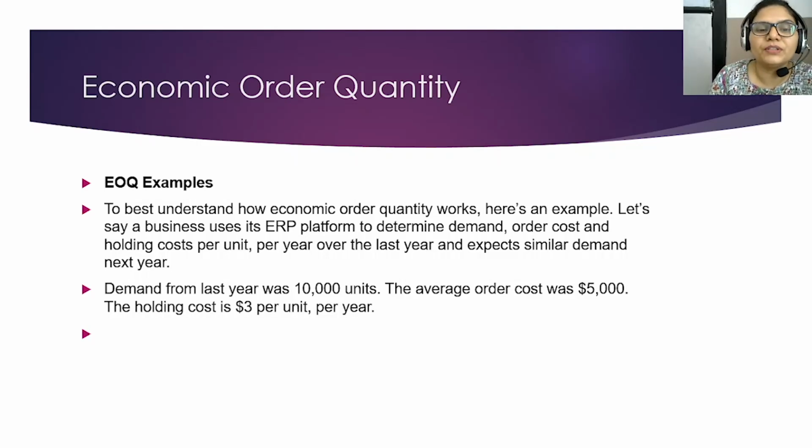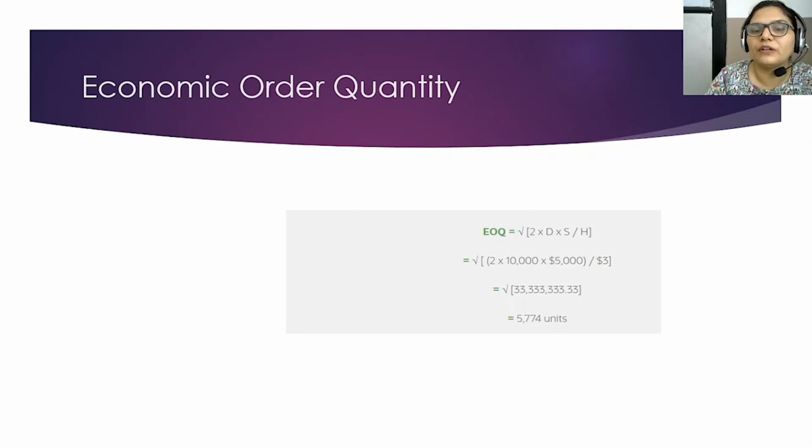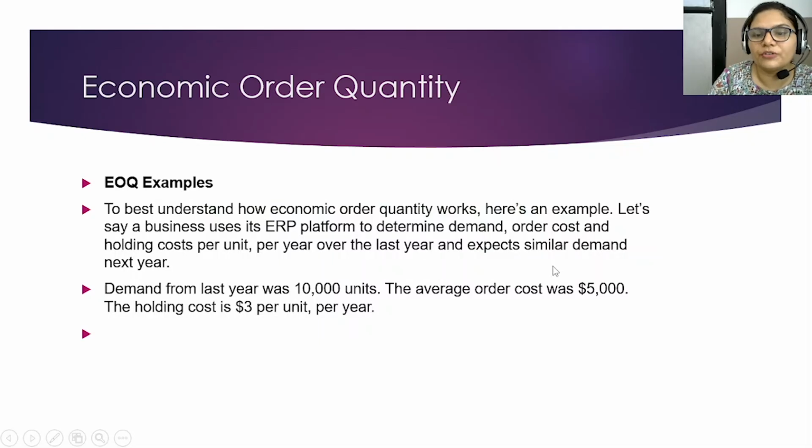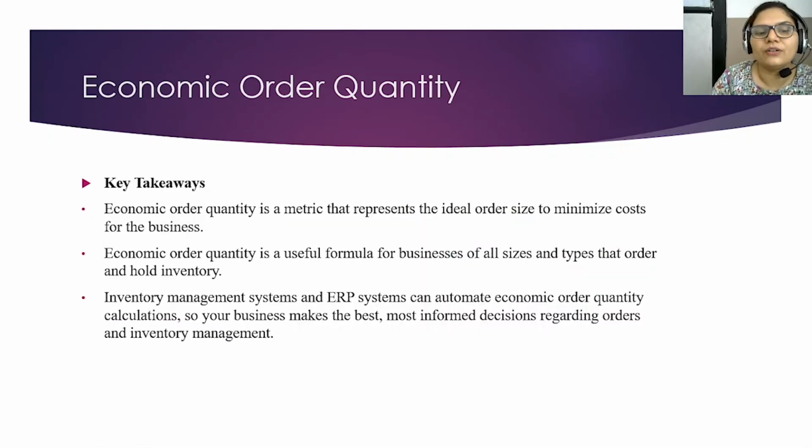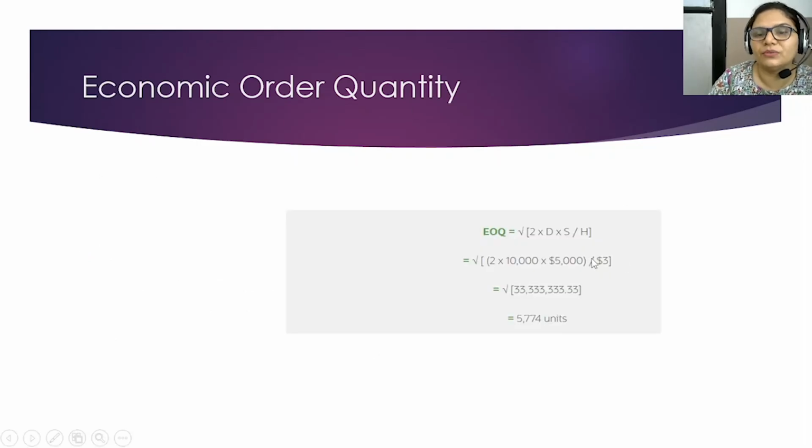Now we will input these values in the following formula, where 2 into 10,000 is the annual demand, S is your ordering cost, and H is your carrying cost per unit. When we put all these values in the formula and take the square root, we arrive at the economic order quantity, which is 5,774 units.